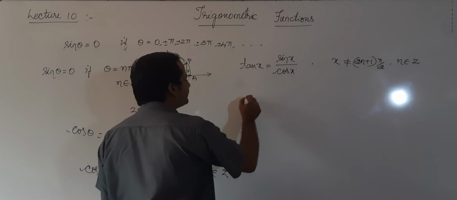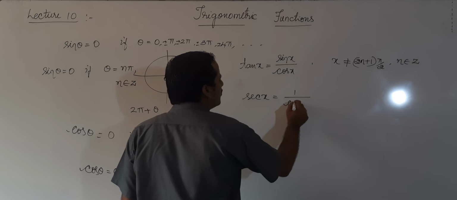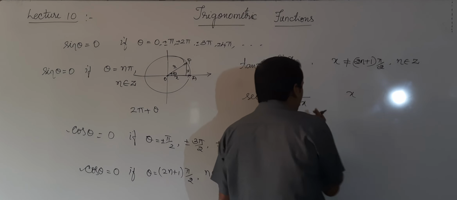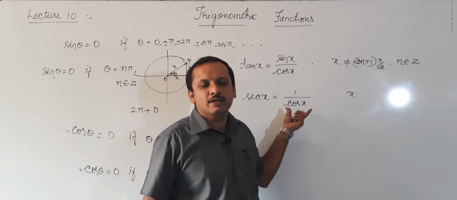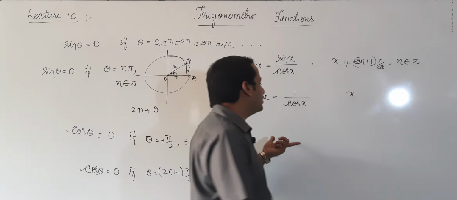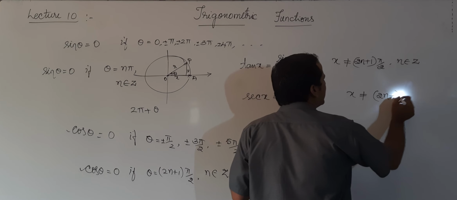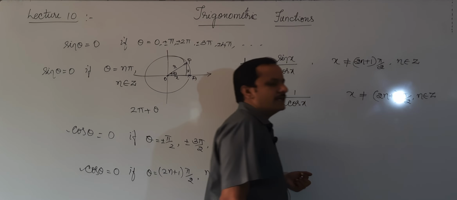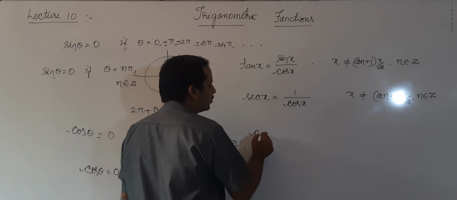Then, secant x. Secant x we can write as 1 by cos x. Again here also this is defined only if cos x should not be equal to 0, right? Cos x should not be equal to 0. That means x should not be equal to (2n plus 1) into pi by 2, n belongs to Z. Then cosecant x.